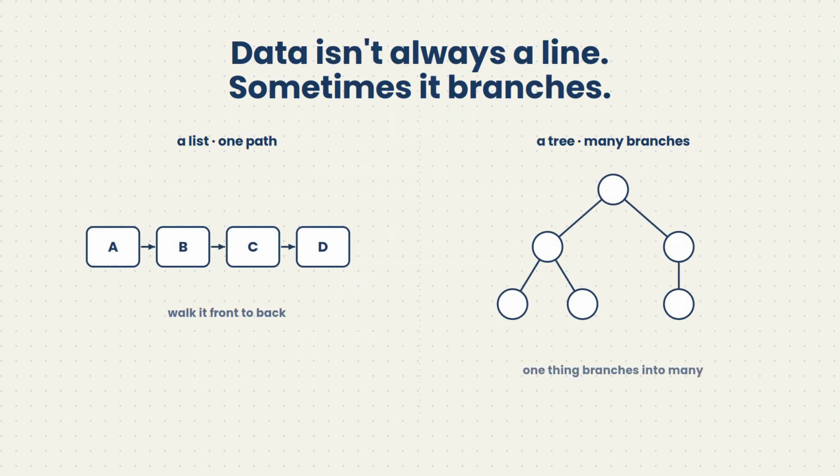Every structure so far has been a line. Arrays, linked lists, stacks, queues. You walk them front to back. But a lot of real data isn't a line.